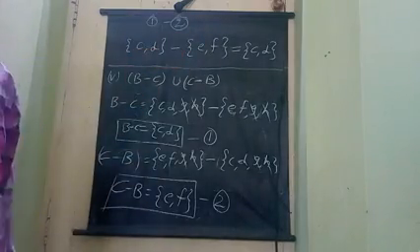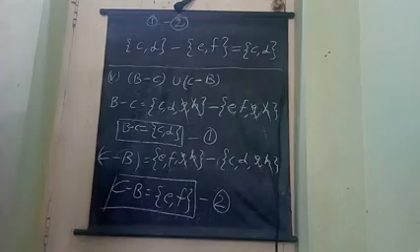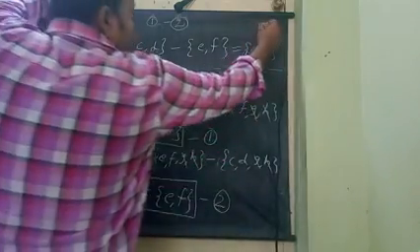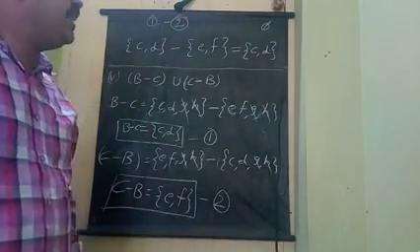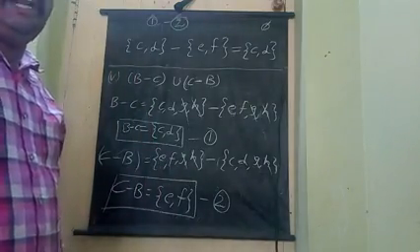If these two are all cancelled, what is the answer? Empty set. We have to write it as 0. Actually the answer is 0, but we should not write 0. We will indicate it with the null set symbol.